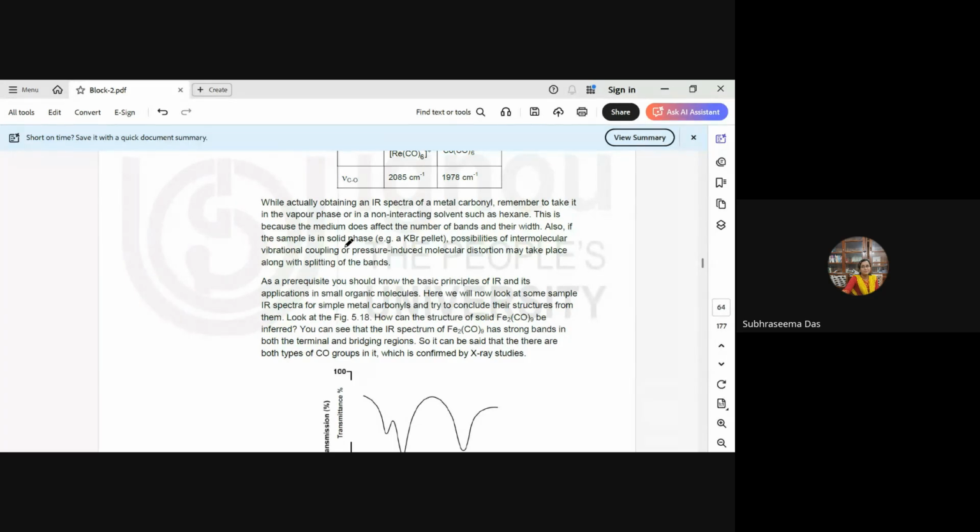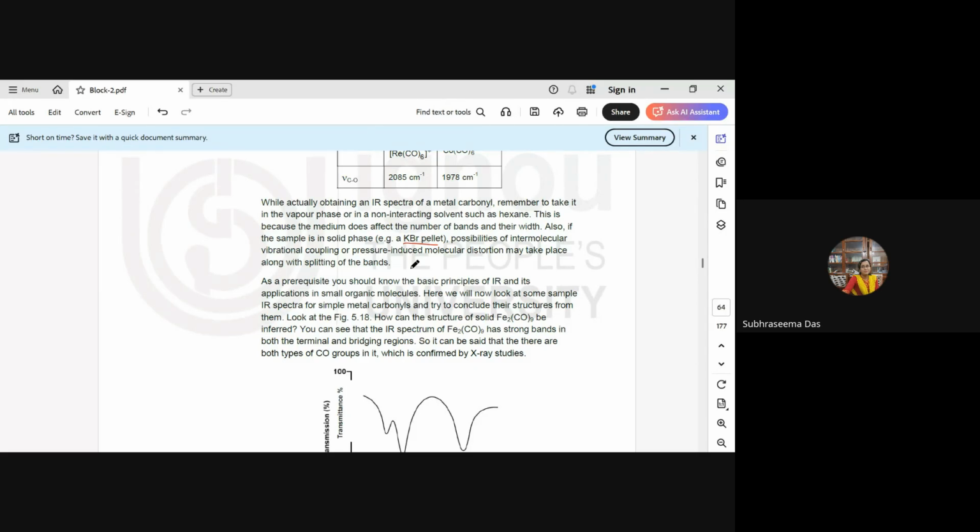Also, if our metal carbonyl is in a solid state, then we take the KBr pellet. The KBr method, the potassium bromide pellet method, is a standard for solid samples in FTIR. KBr doesn't absorb the IR radiation, and that is why it is taken as a reference in your solid IR. So whenever we have a metal carbonyl that is present in the solid state, we will use this KBr pellet method.